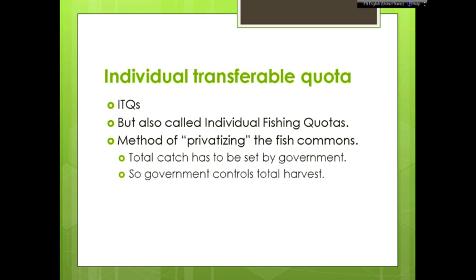In that way, government controls the total harvest, and that total harvest can go up, that total harvest can go down based on what the government feels needs to happen for sustainability. So government is controlling the total harvest by setting this total catch, the total yield that we're going to have, and then chopping it up and giving it out. That's the idea of privatizing.